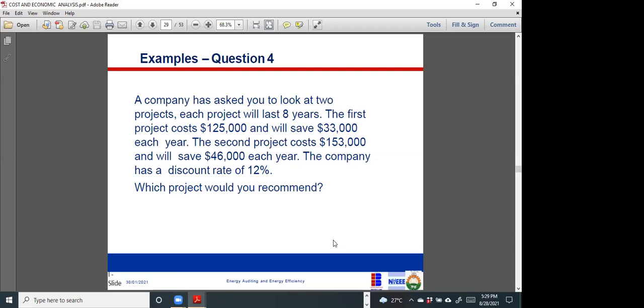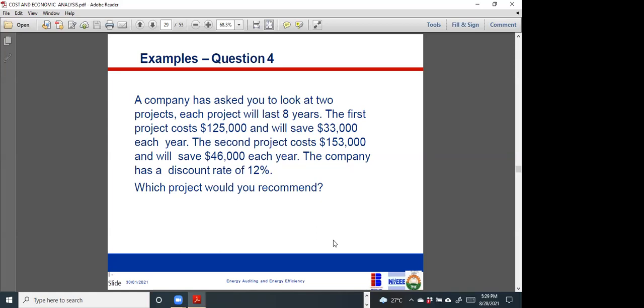So this is what we call financial investment appraisal. You are an energy engineer. You work in a company as an energy manager or as an auditor. And the company got two proposals from two different companies. One from ABB in Switzerland, and the other one from Siemens in Germany.